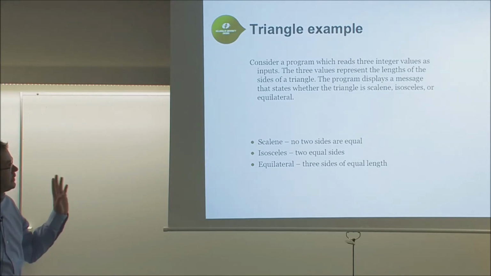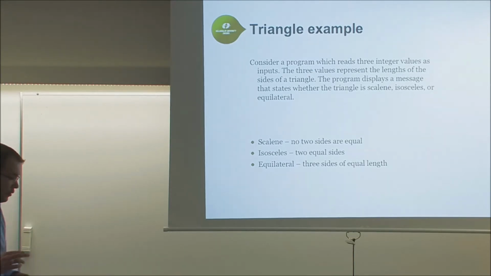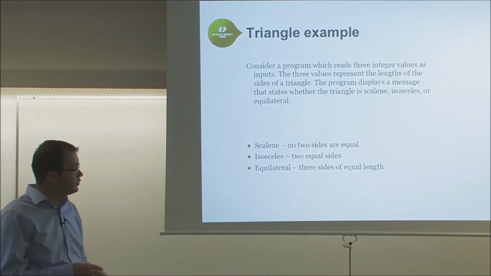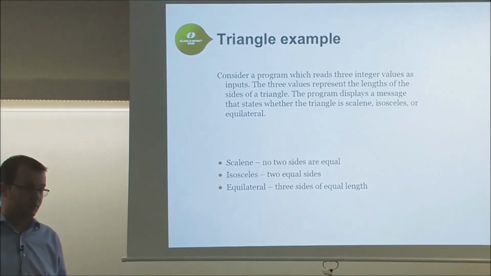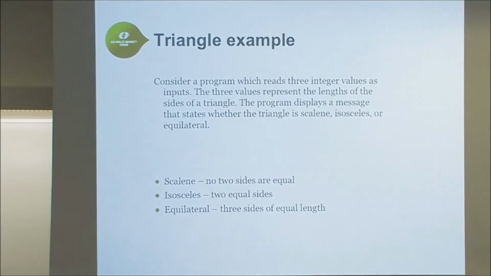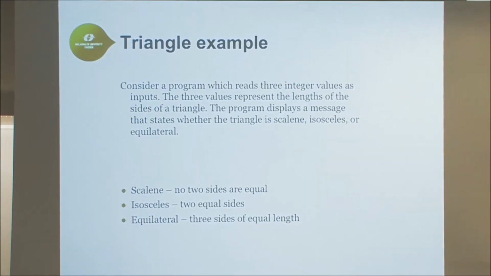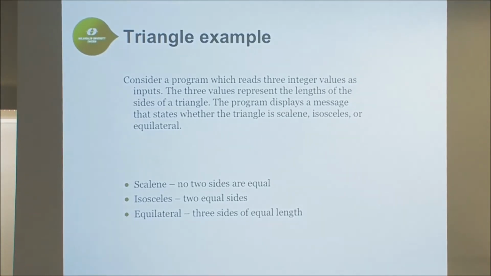So the problem goes like this. Consider a program which takes 3 integer values as inputs. Those 3 values are representing sides of a triangle. What you have to do with your program is to give an output message saying whether this triangle is scalene, isosceles, or equilateral.